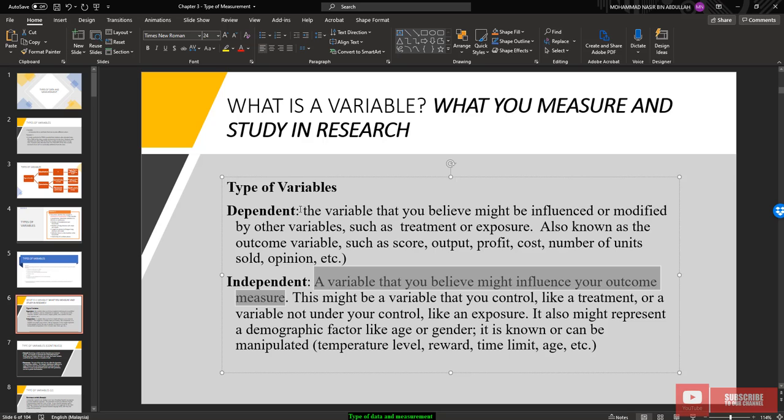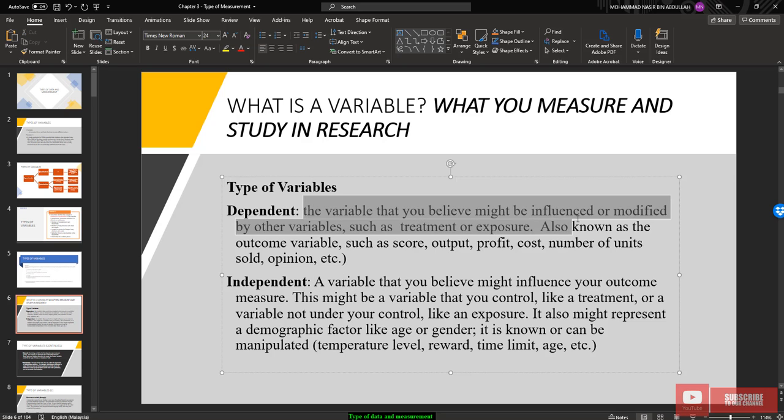Right? Dependent variable is a variable that you believe might be influenced or modified by the other variables, such as treatment or exposure. Also known as outcome variable, right? Or maybe I forgot this one. Independent variable, also known as a predictor variable, right? Dependent variable is outcome variable or response variable, right? Another name is a response variable, such as score, output, profit, cost, number of units sold, and opinion, and so on.